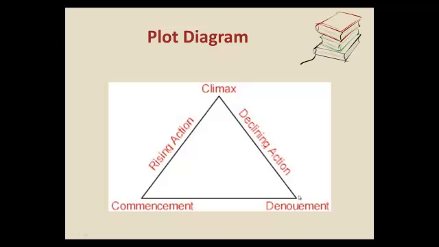Okay, I'm going to go through this plot diagram. This is just an approximation, just a little visualization to help you understand how plot happens in a lot of literature. Okay, the 5 parts are on the screen here. First, the commencement. I'm also going to call that the exposition on occasion. So it essentially means the introduction to the piece. And I'll detail that a lot more on the next slide.